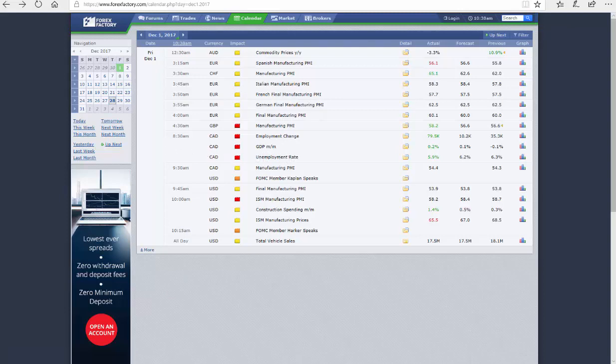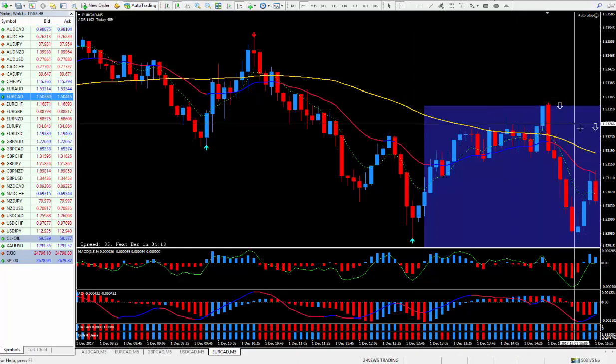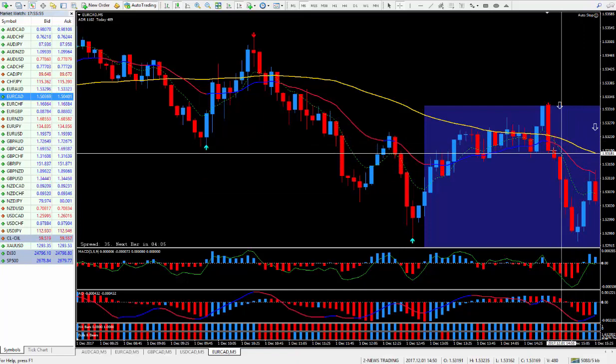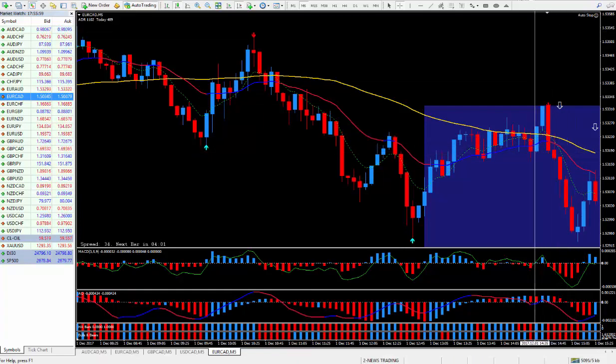So looking at the charts, we're looking at the Euro CAD or the Pound CAD, doesn't make any difference, they both were doing exactly the same thing. Anyhow, on the Euro CAD, this was 5 minutes before the news, and or even half an hour before, approximately of course, we're looking for signals to take the trade.